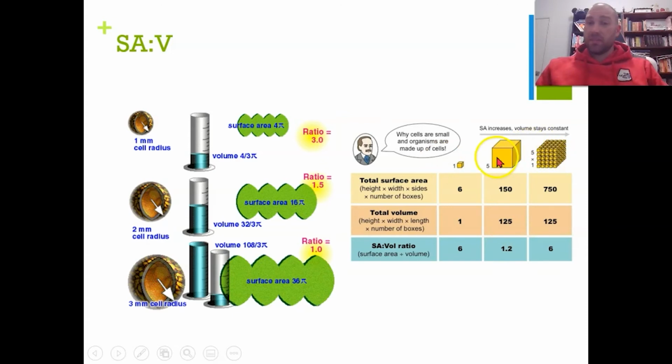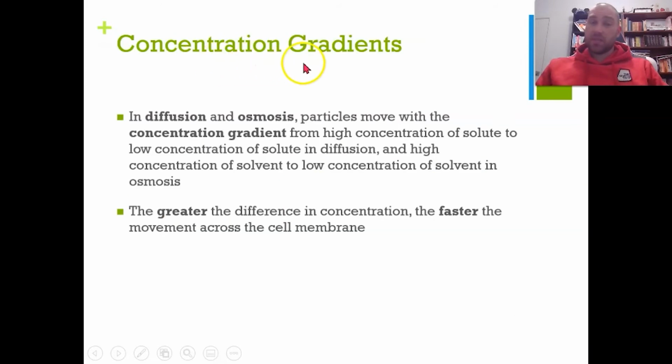But if we were to cut up our big 5 by 5 by 5 cube into lots of 1 by 1 by 1 cubes, we would end up with the same ratio that we started with. So what that means is if we have lots of small things that have a large surface area compared to the volume that they're containing, and that means in terms of cells it's much easier to exchange materials with the environment. Let's talk about concentration gradients now.